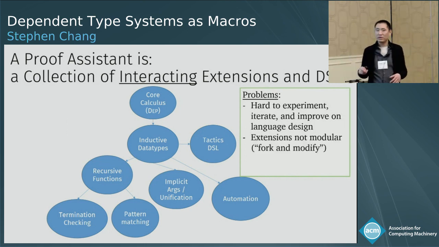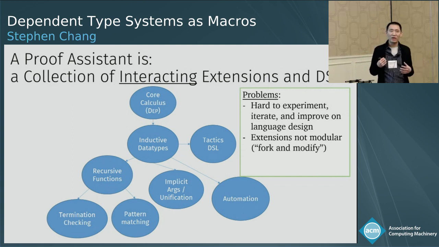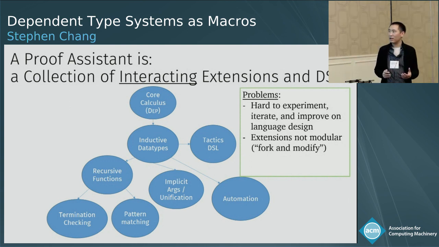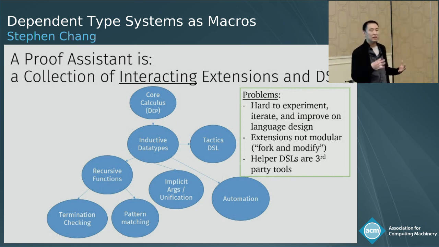And so typically, if you want to add a feature to some proof assistant, what many people wind up doing is just forking the entire repository, and then you have to go figure out how to modify the compiler. And then if you want to add a third-party DSL, a lot of times it's implemented separately and is only loosely coupled with the rest of the system.